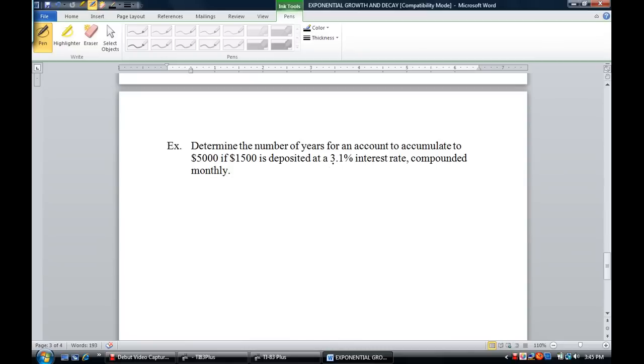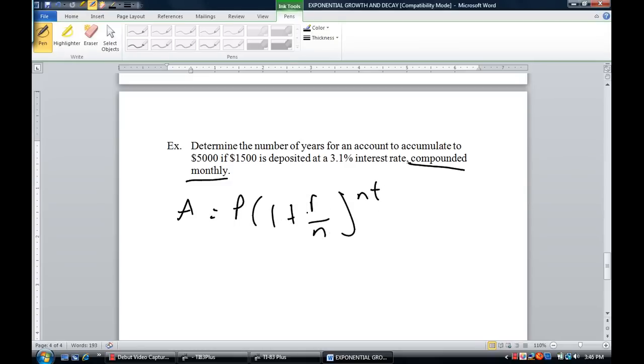We're going to determine the number of years for an account to accumulate to $5,000 if $1,500 is deposited at a 3% interest rate, compounded monthly. This has the keywords I need to see for me to use this formula. A equals P times (1 plus r over n) to the nt power.